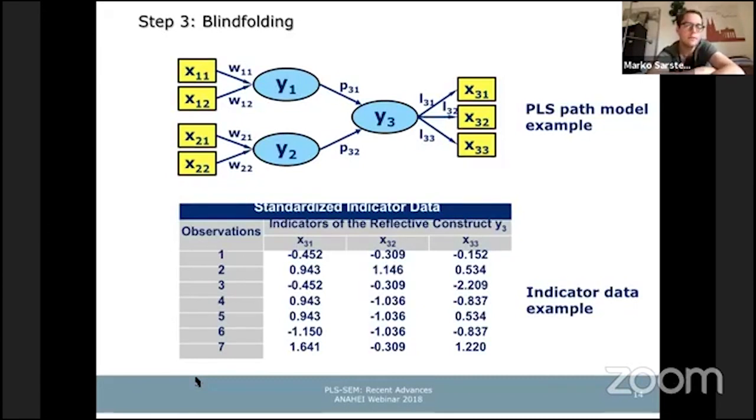So what you see here is a simple model. We've got two exogenous constructs, Y1 and Y2, and an endogenous construct, Y3. The measurement models here are not relevant for us now. The endogenous construct needs to be measured with reflective indicators, which is obviously the case here. And we have a small example data set down here, just 7 observations. These are standardized indicator scores, so these are not the original scores, but the ones after standardization. And as you can see here, we have these 7 observations for X1, X31, X32, and X33.